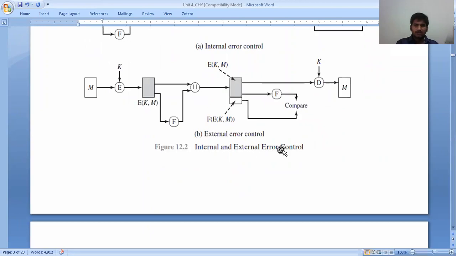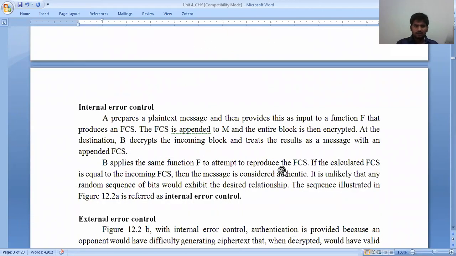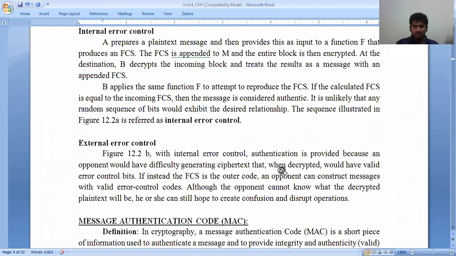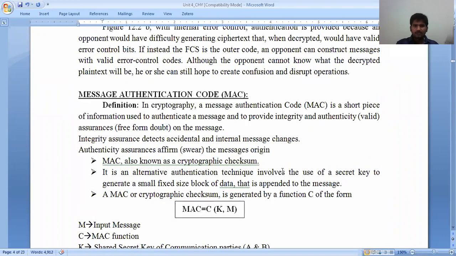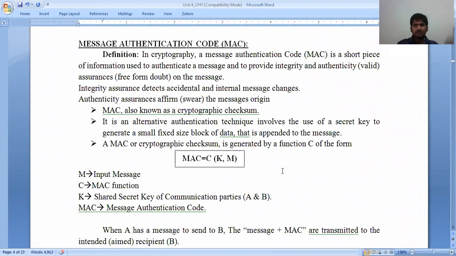The internal error control and external error control, so for that there is theory about this one. Then here is the second one. After that we have message encryption. This one is a message authentication code.